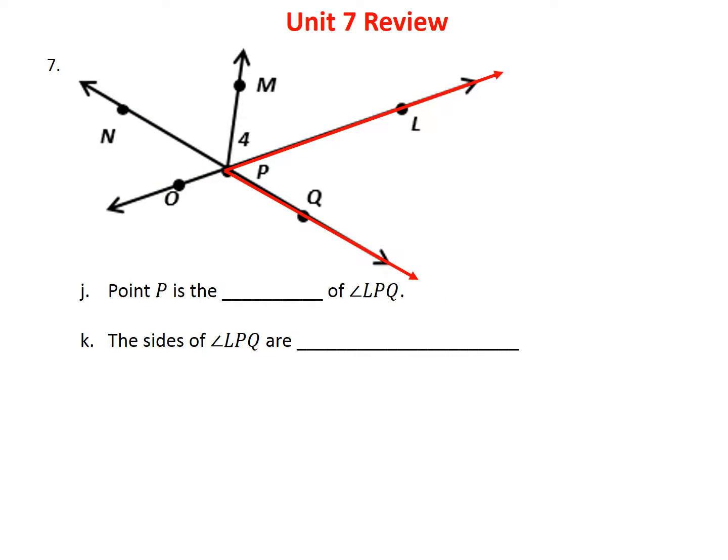Looking at the diagram, there's the angle LPQ, and they want to know what point P is. Well, point P is called the vertex of the angle. An angle is formed, on the other hand, by sides that are rays. So notice each of them starts at P and goes out infinitely in one direction. So the sides of angle LPQ are called rays.